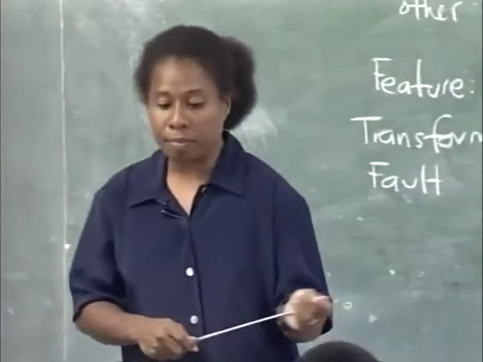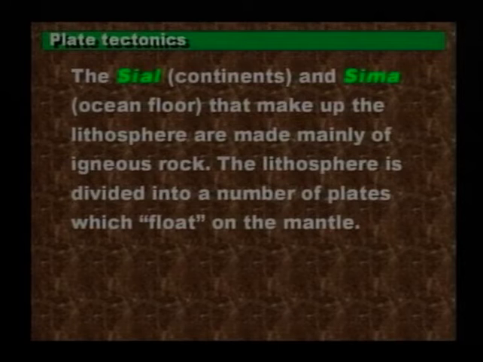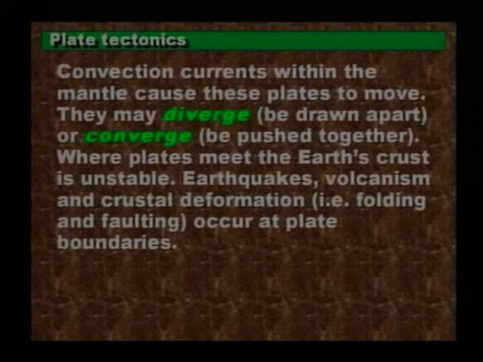Over to the monitor, if you look at the information that's presented there, it tells us that the Sial, which is the continents, and the Sima, mainly the ocean floor, that make up the lithosphere are made mainly of igneous rock. The lithosphere is divided into a number of plates, of which those plates actually float on the mantle. We've already found out that convection currents within the mantle cause these plates to move.